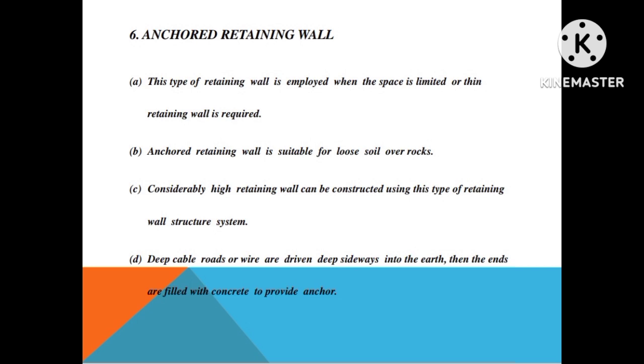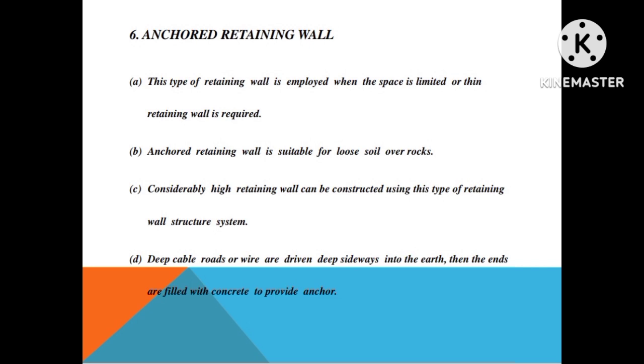Sixth one is anchored retaining wall. This type of retaining wall is employed when the space is limited or a thin retaining wall is required. Anchored retaining wall is suitable for loose soil covering rocks. Considerably high retaining walls can be constructed using this type of retaining wall structure system.